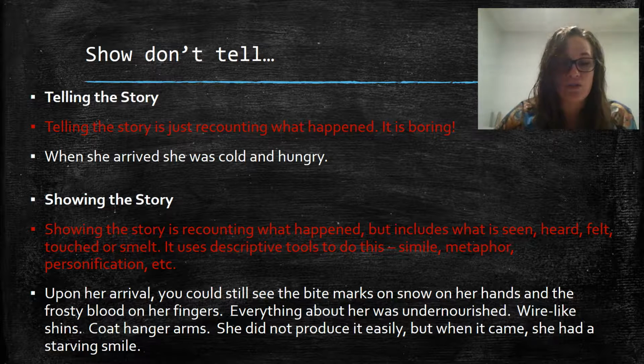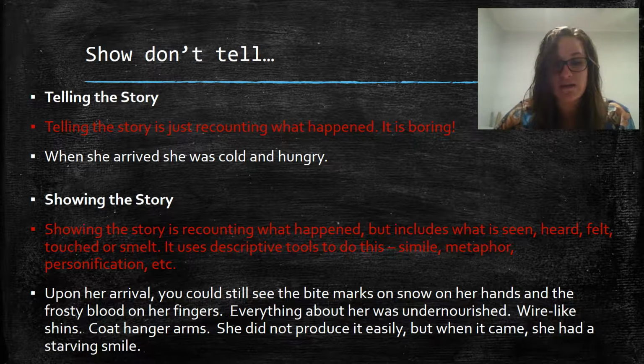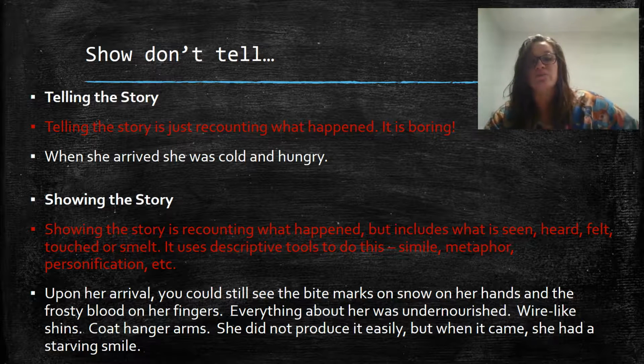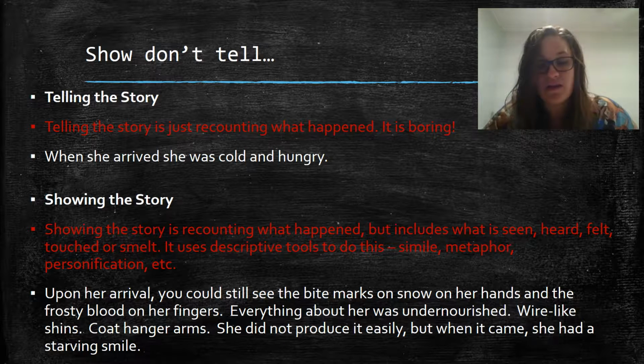So when we say showing the story, it is recounting what happened, but along with that, it includes what is seen as it's happening. What could be heard, what could be felt, what could be touched, or what could be smelt. So you need to think about your senses, and that you're appealing to that, and your audience should be able to visualize it. And this is where your descriptive language comes in and your figurative language.